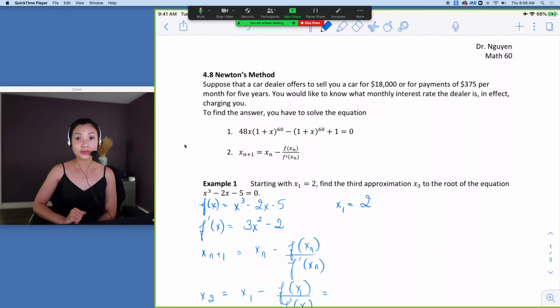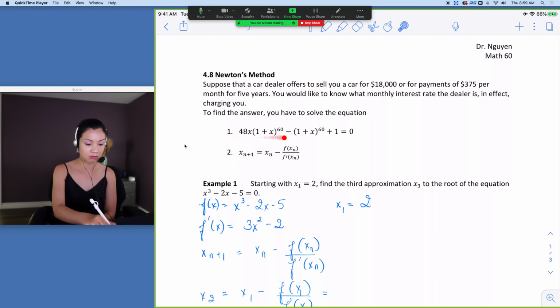Hi class, for this section we want to learn Newton's method. For example, I have a problem for you right here. Suppose a car dealer offers to sell you a car for $18,000 or for payments of $375 per month for 5 years. You would like to know what monthly interest rate the dealer is charging you. To find the answer, you have to solve that big equation right there.